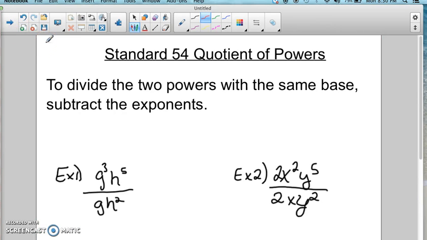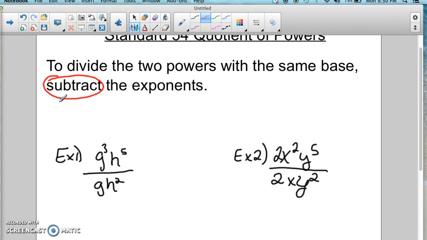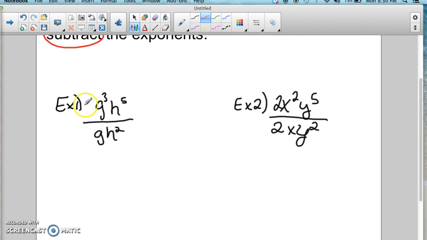Okay, so 54 is quotient of powers, and it says to divide the two powers with the same base, we're going to subtract the exponents. So the key word here is subtract, but first I'm going to show you why we subtract, and then I want you to remember that we will always subtract. So with example 1 here, I'm going to expand it out. So I'm going to draw my line.